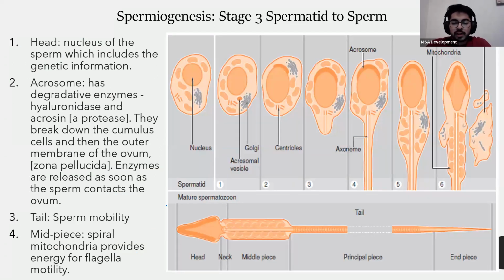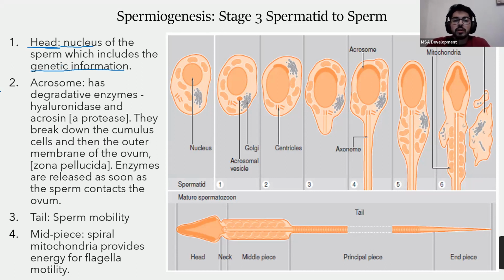Now let's try to correlate each part of the sperm with its function and its role in fertilization. The first one is the head. The head basically contains the nucleus, which contains all the genetic information that the sperm is going to carry. A sperm without genetic information is useless. It has nothing to do. Even if it fertilized, it's not going to produce any fertilized egg.